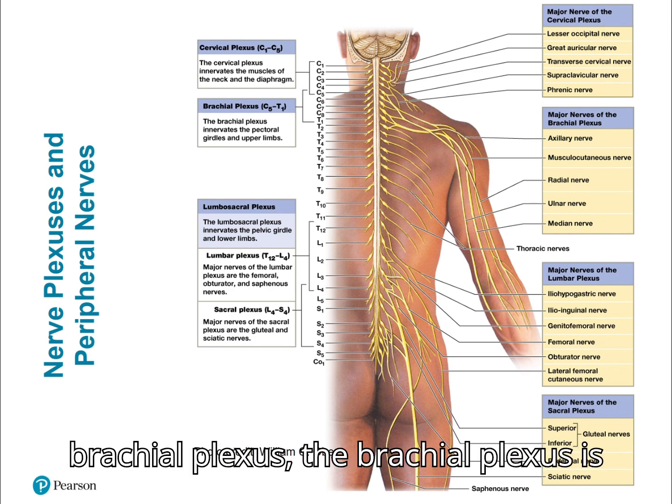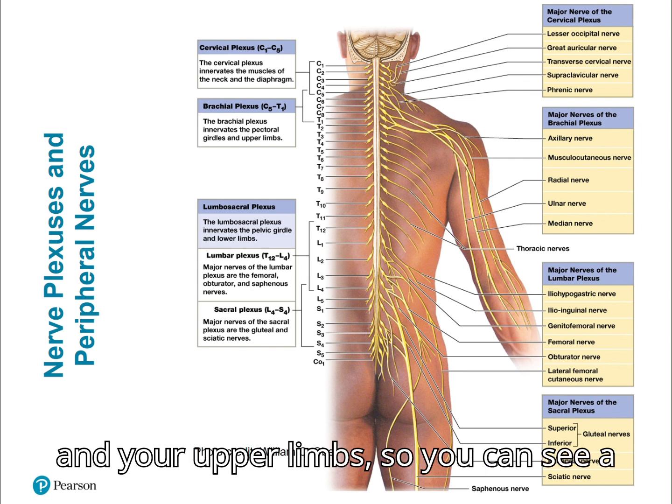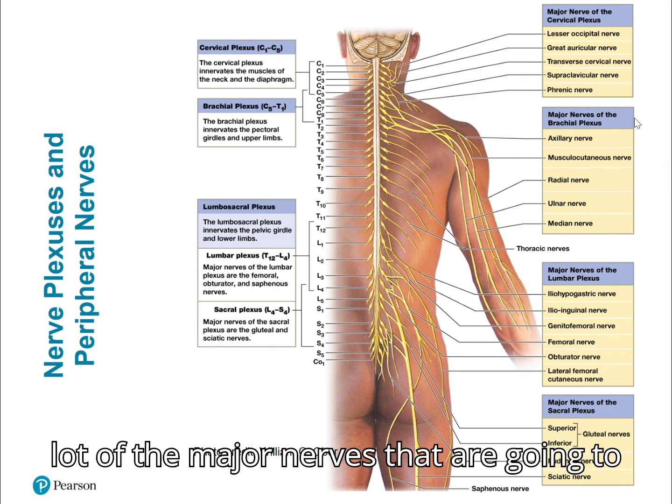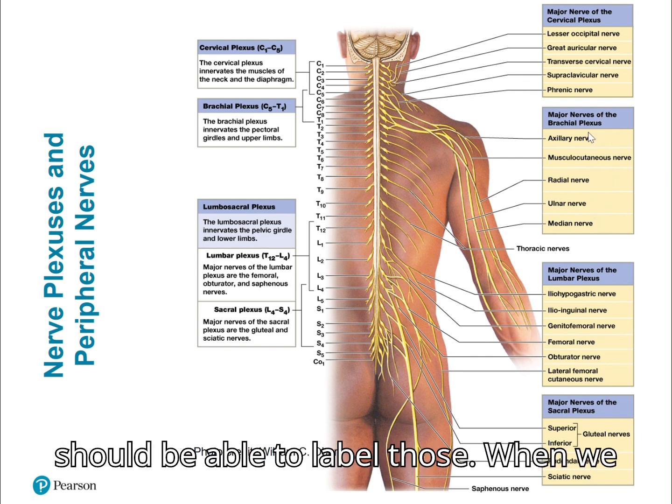When we talk about the brachial plexus, it is going to innervate the pectoral girdles and your upper limbs. So you can see a lot of the major nerves that are going to be within your brachial plexus, and you should be able to label those.